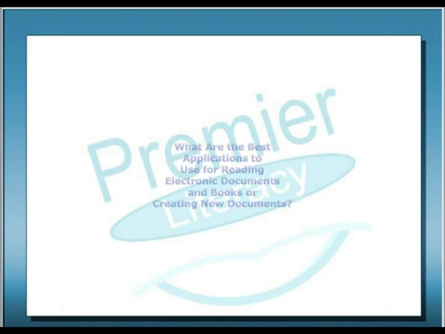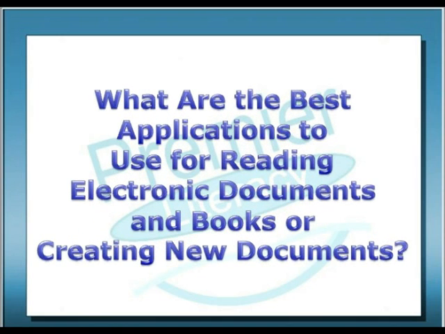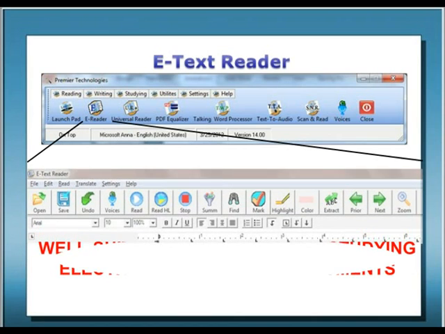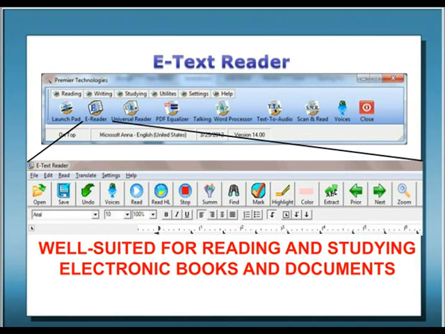What are the best applications to use when accessing documents and electronic books or when creating new documents? eText Reader is a robust tool that not only lets you read electronic books and documents, but has sophisticated study aids that will give all students the ability to improve comprehension and retention of what they learn. Because eText Reader works with formal documents, it is not suited for use with things such as emails and web pages. That's where Universal Reader Plus is your best choice.